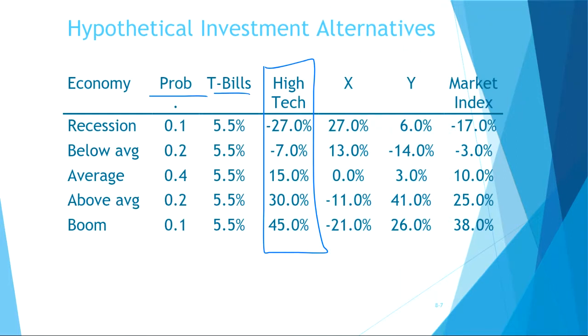Please spend a few minutes to calculate. We already did the high tech in the previous slides, it's 12.4. But please calculate the expected return for company X, company Y, and the market index. T-bill is 5.5, there is no need to calculate it. High tech, we already did it, 12.4. For the remaining company X, Y, and market index, could you please calculate it?